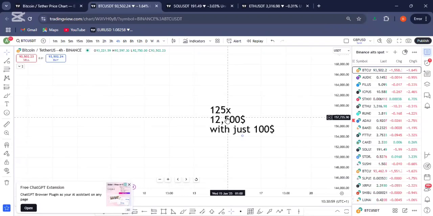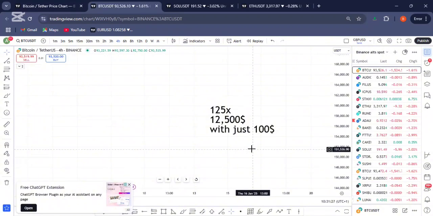But you must make sure you don't lose more than the money you gave us. You give us $100, fine, and we are now giving you 12,500 to go and trade. Now you can trade as much as you want with that 12,500, but make sure you don't lose up to $100. Does that make sense to you? Yes.